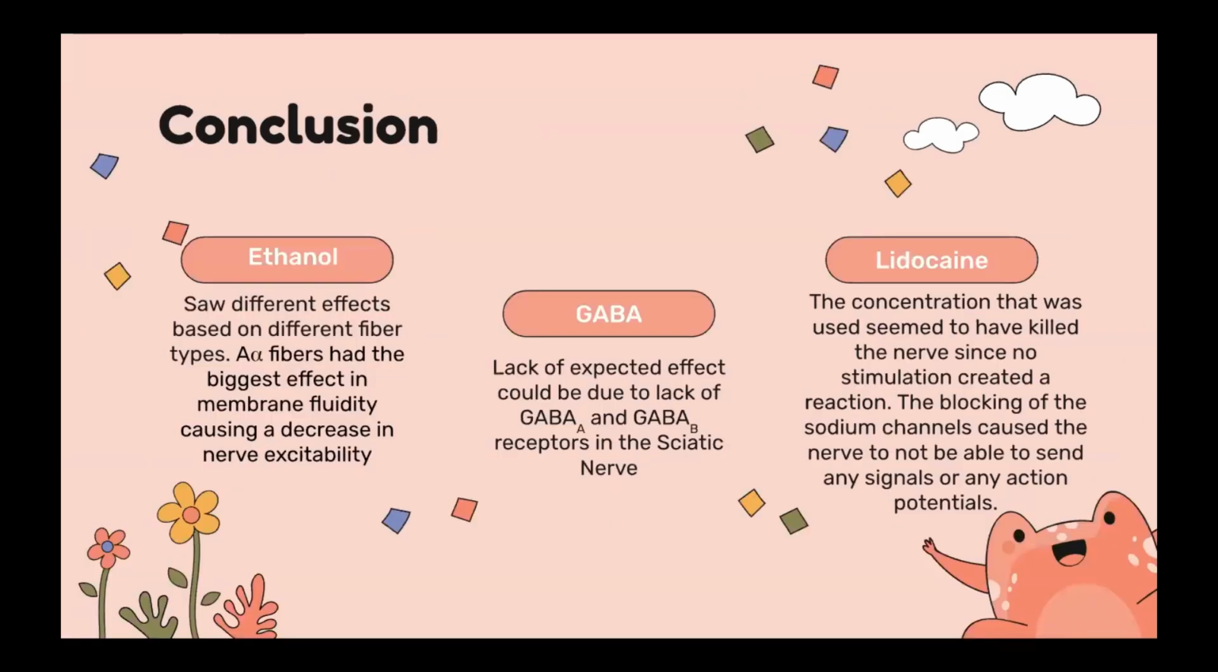So within ethanol, the effects differed based on fiber types, and within GABA, the lack of expected effects could be due to the presence of, or due to the lack of, alpha A and alpha B receptors. And within lidocaine, the concentration that was used seemed to have killed the nerve since no stimulation generated a reaction. The blocking of sodium channels caused the nerve to not be able to send any signals or action potentials.